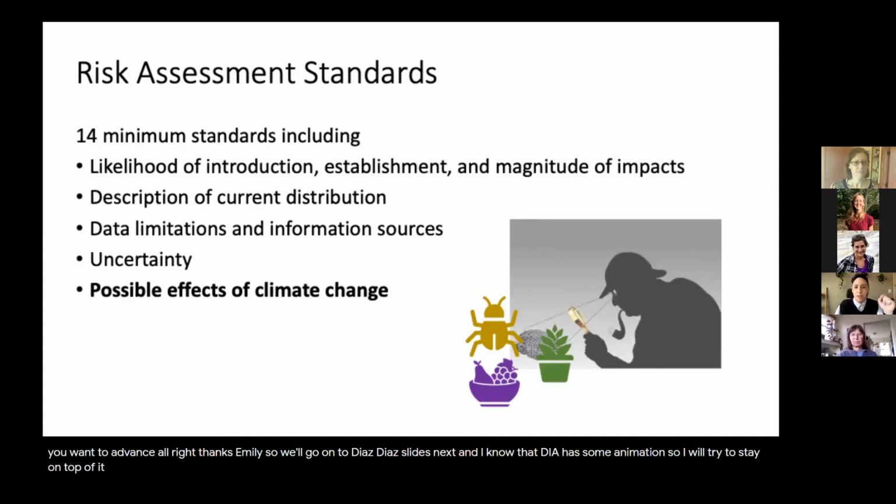I list here specifically possible effects of climate change, because all of those tools that I just spoke of in the previous slide, none incorporate climate change. So this is something that we're starting to think about as a risk assessment community. And so on a national level, I'm working with North American Invasive Species Management Association, NAISMA, and in a national working group to kind of start talking about this stuff.